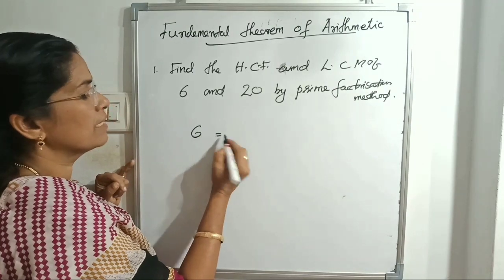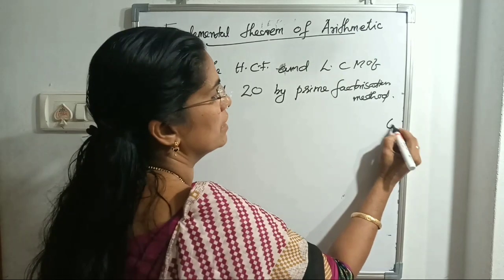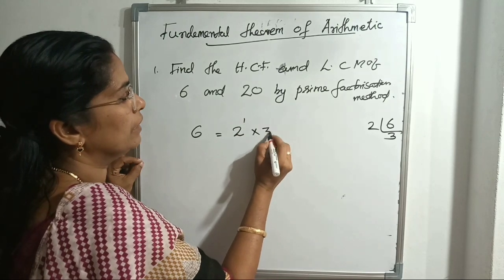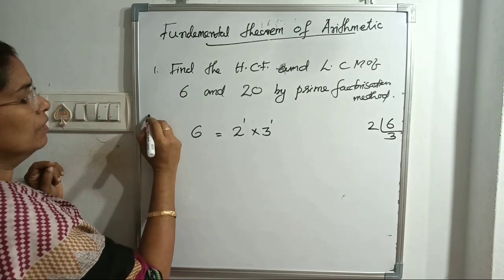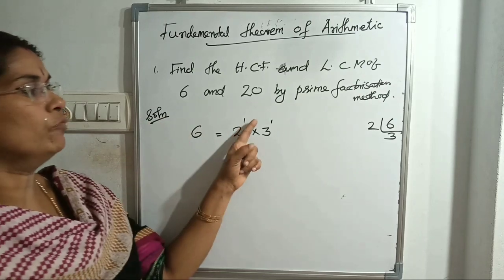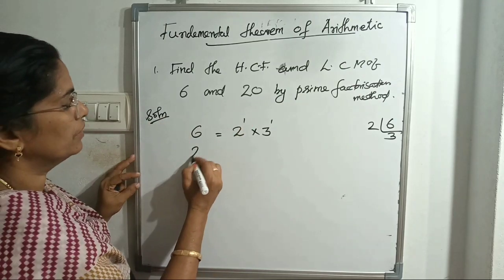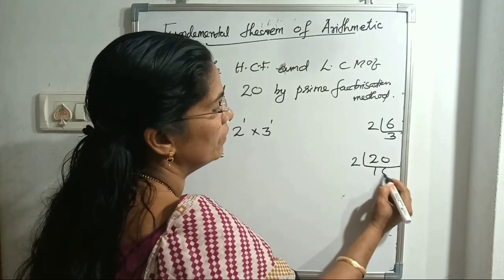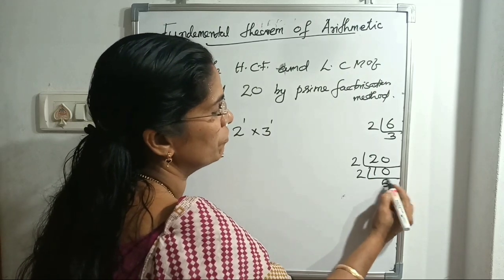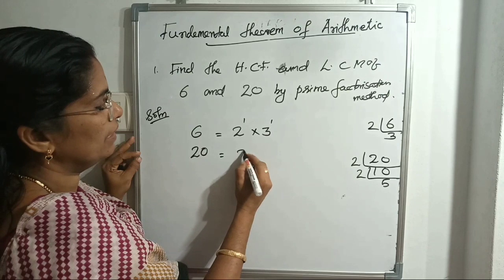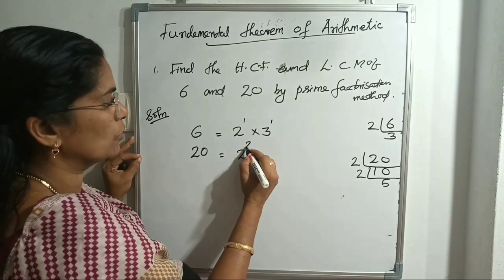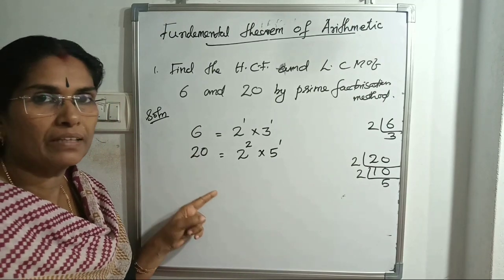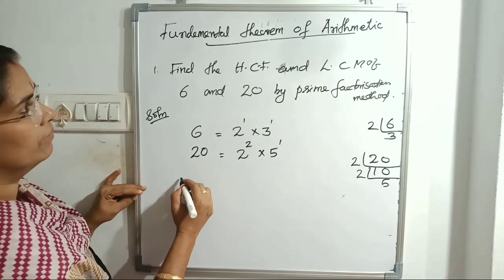First we have to write 6 as a product of prime numbers. 6 already we solved like this, 2 and 3. So 6 can be written as 2 raised to 1 into 3 raised to 1. Next 20. 20 also we can do the prime factorization like this. Divide with 2, we will get 10. Again we divide with 2, we will get 5. So we can write 20 with 2 coming 2 times, so 2 square. 5 only 1 time, so 5 raised to 1. Clear this prime factorization? Now we can find the HCF.